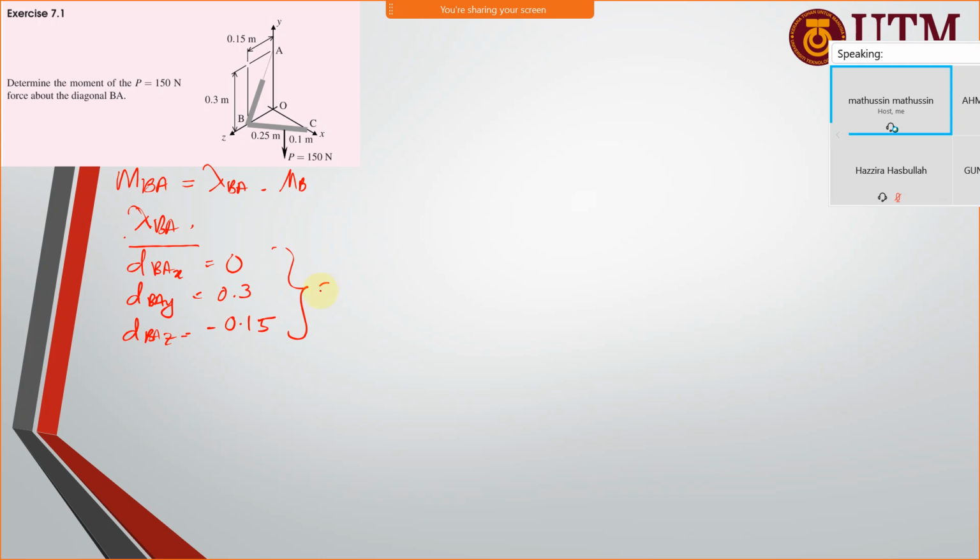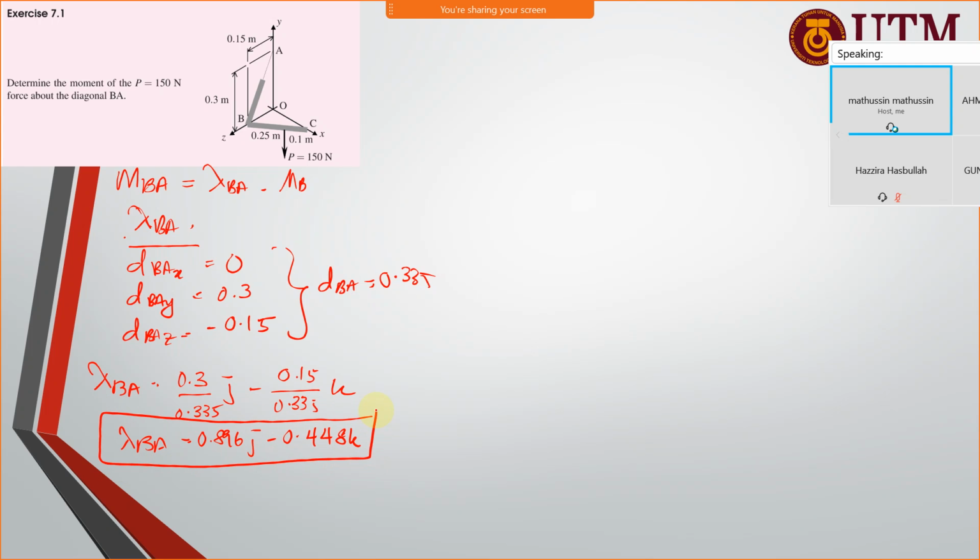So from here we can actually find what is our d_BA. So what is our d_BA? 0.3 square tambah 0.15 square, settle 0.335. So our lambda in terms of i, j and k must be 0.3 bahagi 0.335 j minus 0.15 bahagi 0.335 k. So our lambda BA must be 0.3 bahagi 0.335, 0.896 j minus 0.15 bahagi 0.335, 0.448 k. So this is our lambda. Okay, clear? This is our lambda.